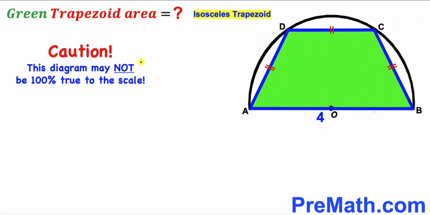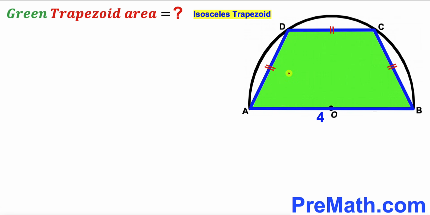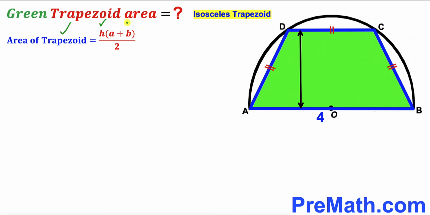And please keep in mind that this figure may not be 100% true to scale. Let's go ahead and get started, and here's our very first step. Since we are interested in calculating the area of this green shaded trapezoid, let's recall the area of a trapezoid formula. Area is always equal to the height h times the bases a plus b all over 2.